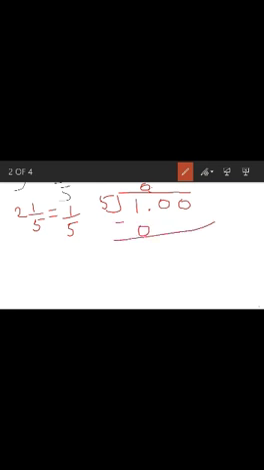Now we'll do the second method. 2 1 upon 5 is there. Simply we'll take 1 upon 5 only, and 2 will remain as it is. Now we need to divide this 1 by 5. Is it possible? It is not possible. What do we need to do? We need to take a 0 after it. Now what will come? 5 zeros are 0, so 0 will come here, because 1 is not divisible by 5.